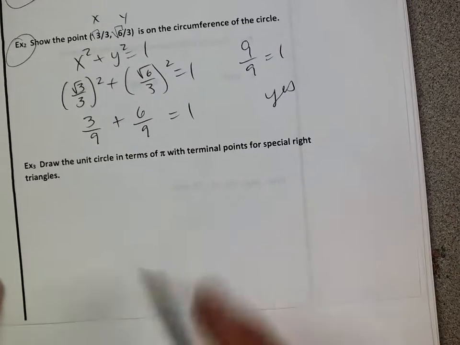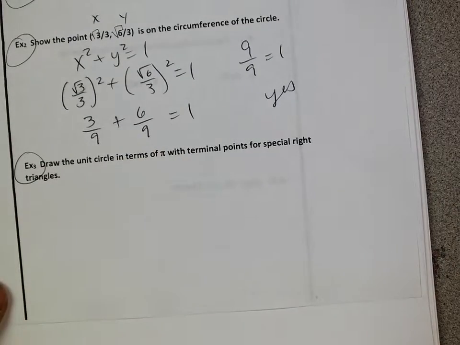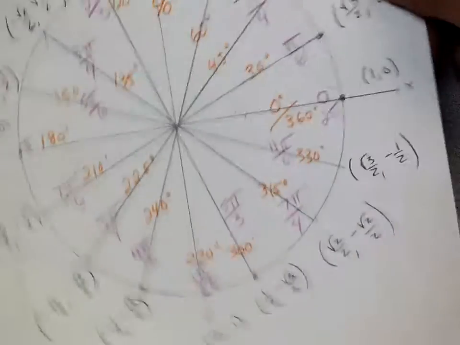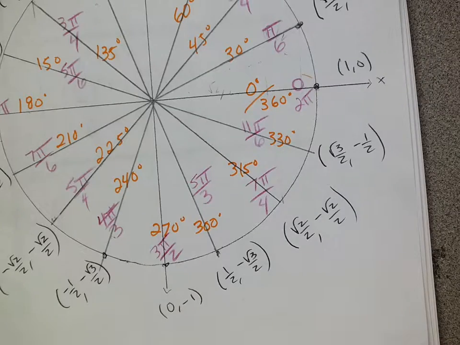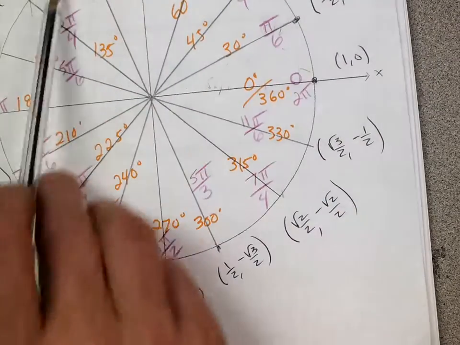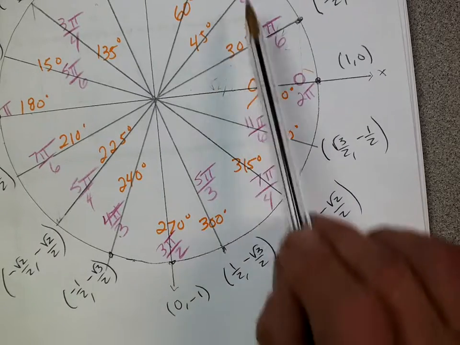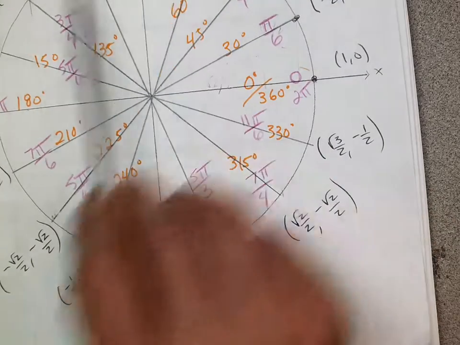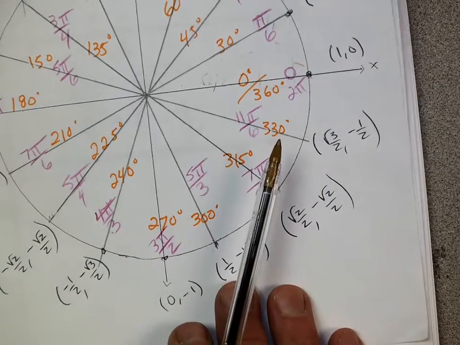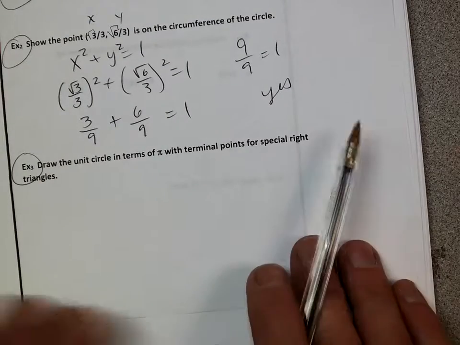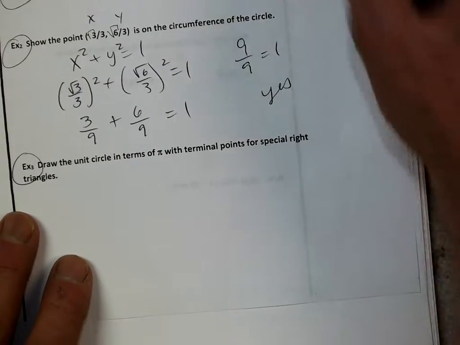Okay. Example 3. We've done this. Where's my unit circle? We did this yesterday, didn't we? So example 3 is what we did after the test. We're going to draw the unit circle with all the terminal points, right? Everybody has this. All the angles in terms of radians and degrees, radians and degrees, radians and degrees, all the way around. Okay, we did this yesterday, okay? So we got her done. Example 3 is finished, right?